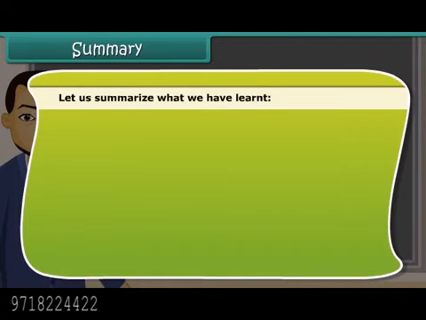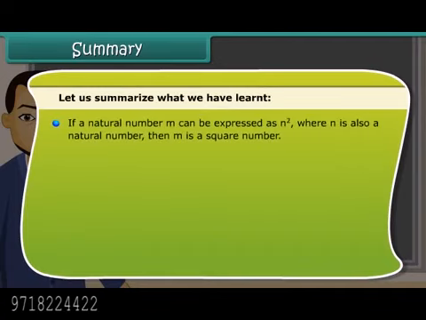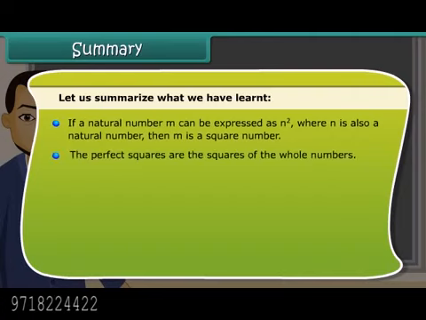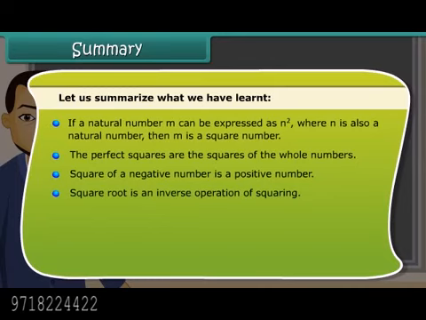Let us summarize what we have learnt. If a natural number m can be expressed as n square, where n is also a natural number, then m is a square number. The perfect squares are the squares of the whole numbers. Square of a negative number is a positive number. Square root is an inverse operation of squaring.